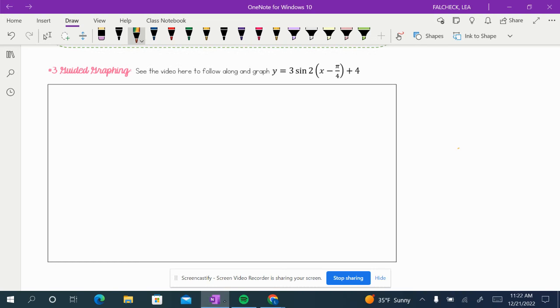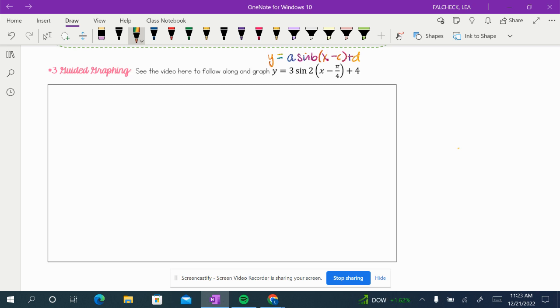So here we have to graph y equals 3 times the sine of 2 times x minus pi over 4 plus 4. So we know the universality of transformations, right? We have something out here, and this is, oops, sorry, that should be a D. And this is going to affect how tall or skinny something is, right?